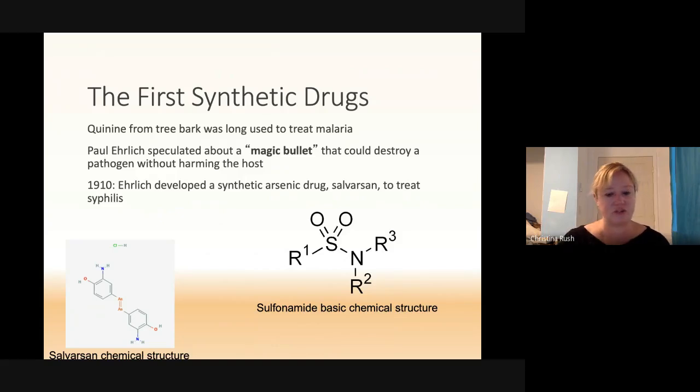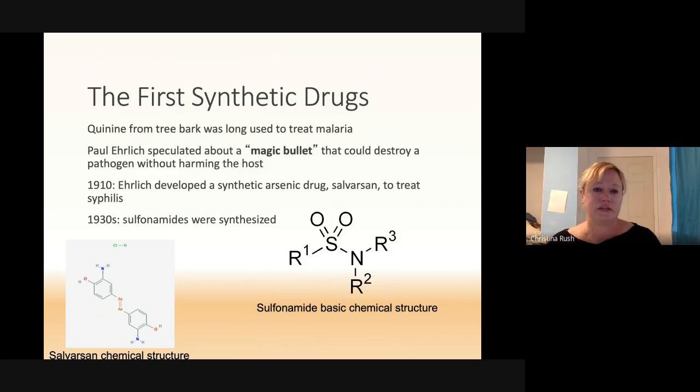And if you look at the structure, which is on the left-hand side of our screen here, in the middle, that As double bond As, there's your arsenic right there. That's your active group. Now, you can't have the arsenic on the outside of this chemical because it is a poison. And then it's not very stable, and it's just going to poison everything. But this particular one, the way that it's shaped, targets microbes. Let's put it that way. So it would target the syphilis bacterium.